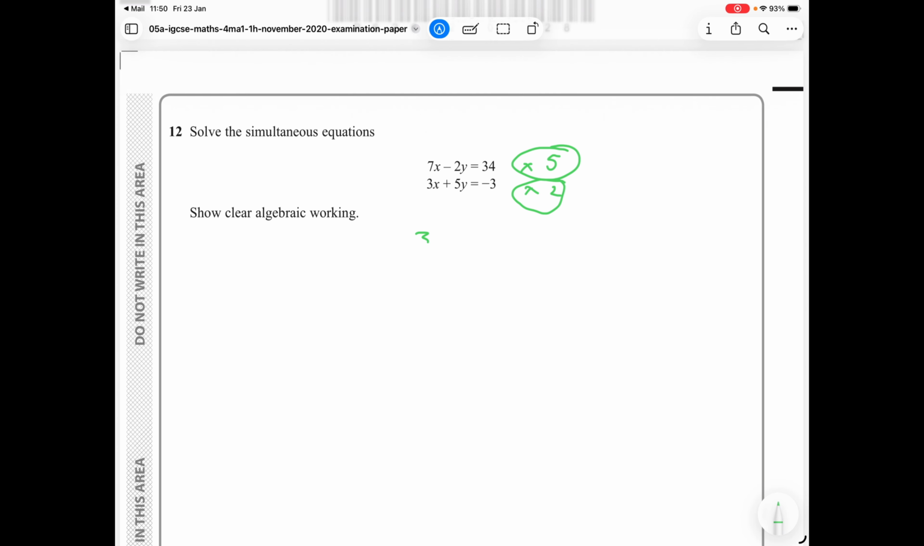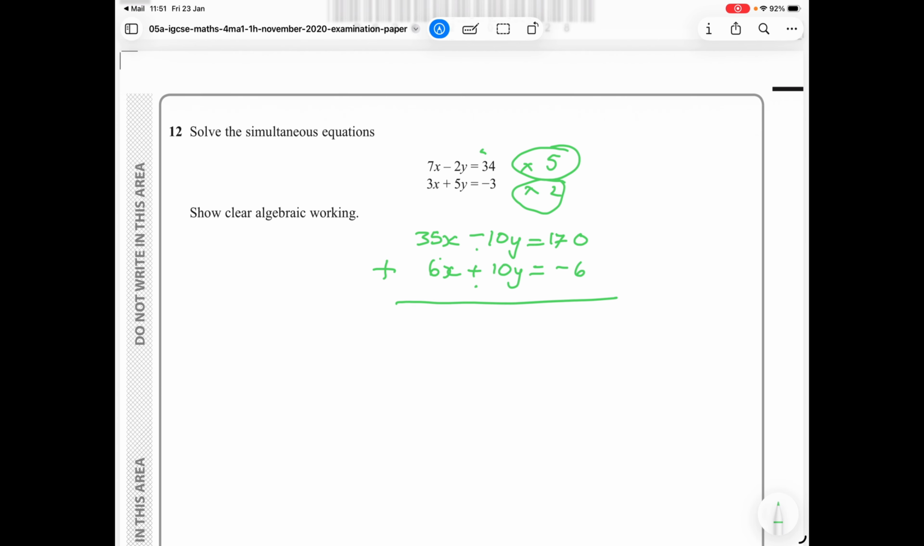So that means 35x minus 10y equals 170. And then timesing that by 2 gives us 6x plus 10y equals minus 6. These are very different looking things. Now, because you've got a plus and a minus, you don't minus it. You've got to add them. So you're going to add these together.